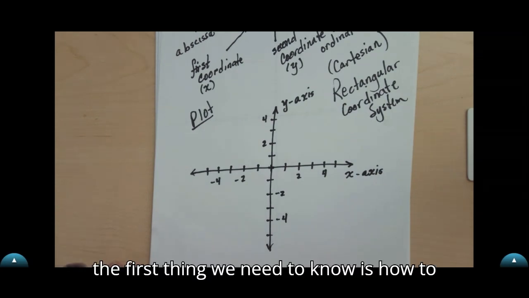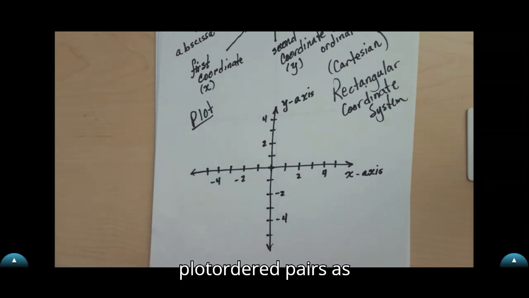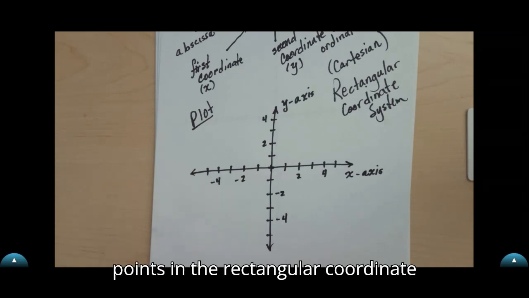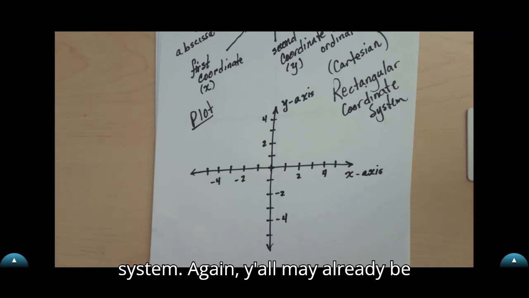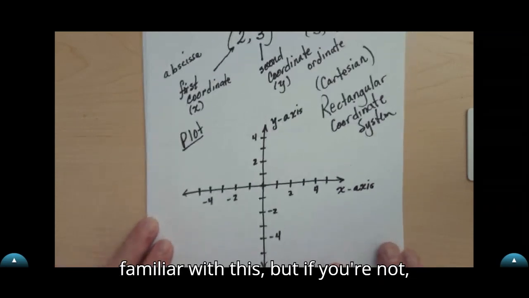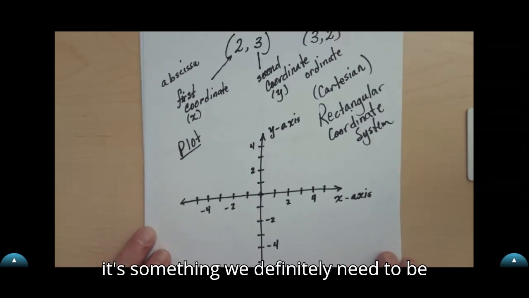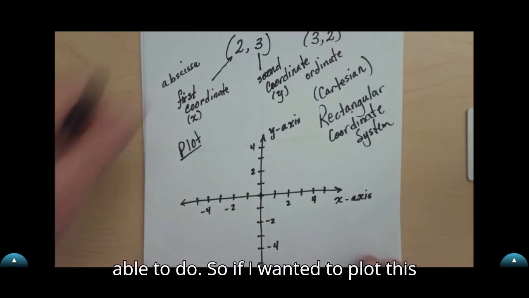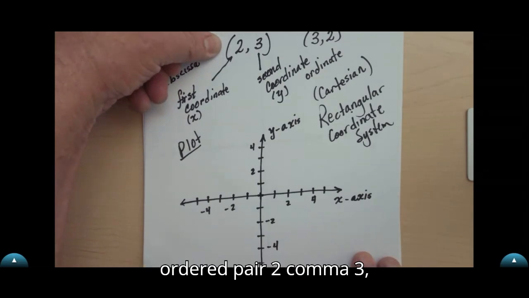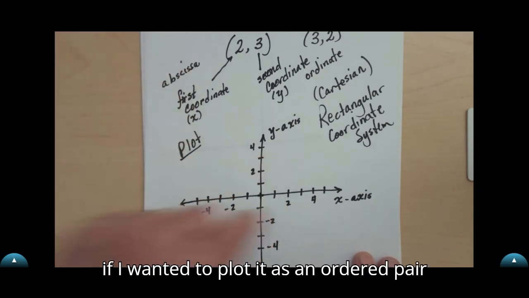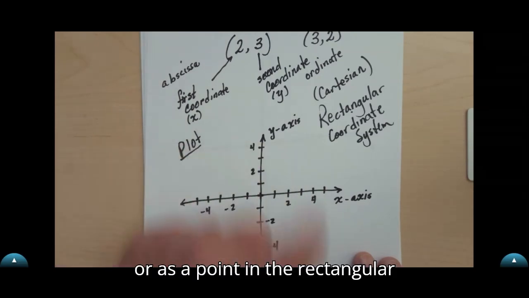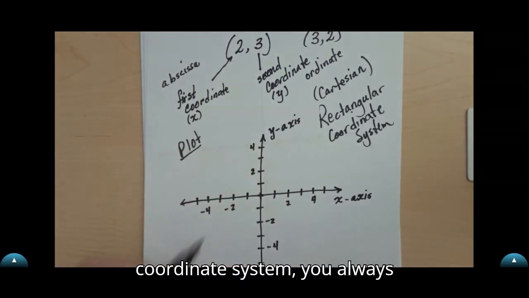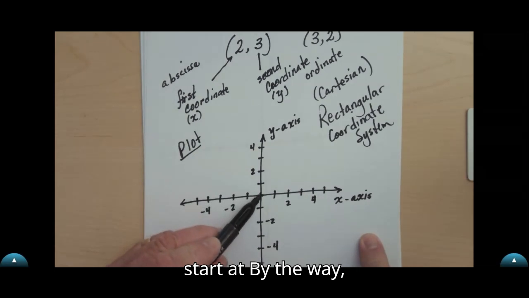And the first thing we need to know is how to plot ordered pairs as points in the rectangular coordinate system. Again, y'all may already be familiar with this, but if you're not, it's something we definitely need to be able to do. So if I wanted to plot this ordered pair (2, 3) as a point in the rectangular coordinate system, you always start at (0, 0).